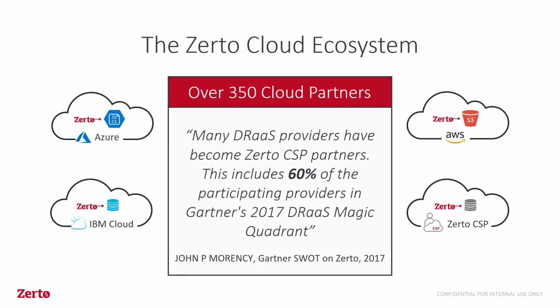The Zerto cloud ecosystem has over 350 cloud partners that make up the vast majority of the Gartner Magic Quadrant. Don't take my word for it. You can ask John Morency over there, where he published a SWOT about Zerto last year that talks about us having over 60% of the participants in that Magic Quadrant. If you start to take out the people who actually do their own software or compete against us, it's actually higher than that. We have over 90% of the providers in there.